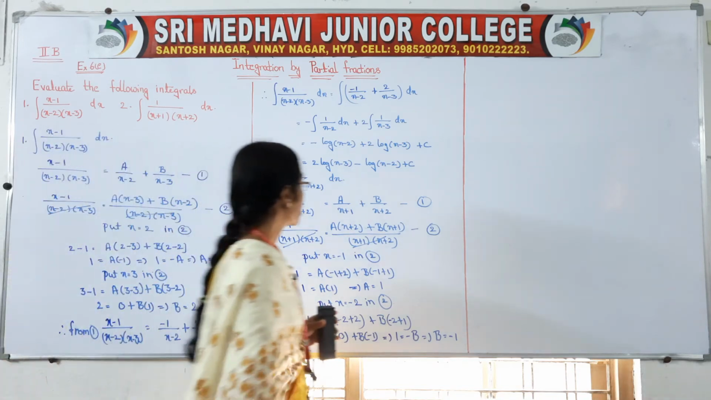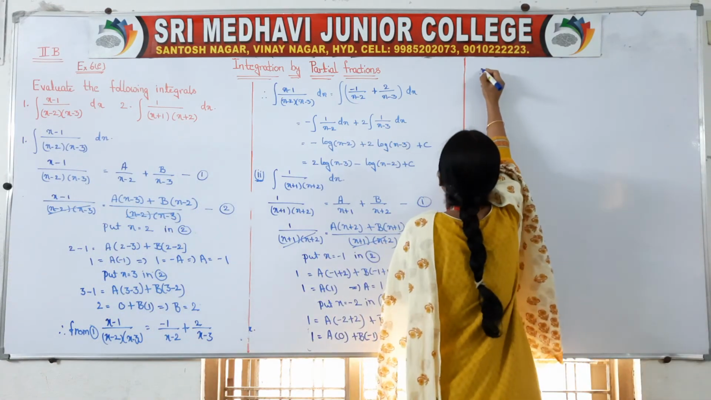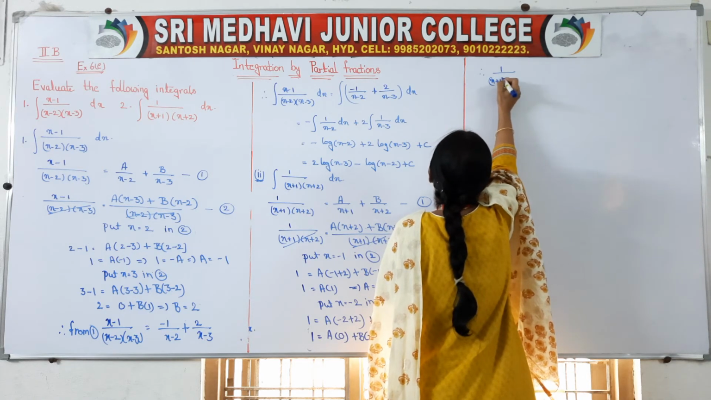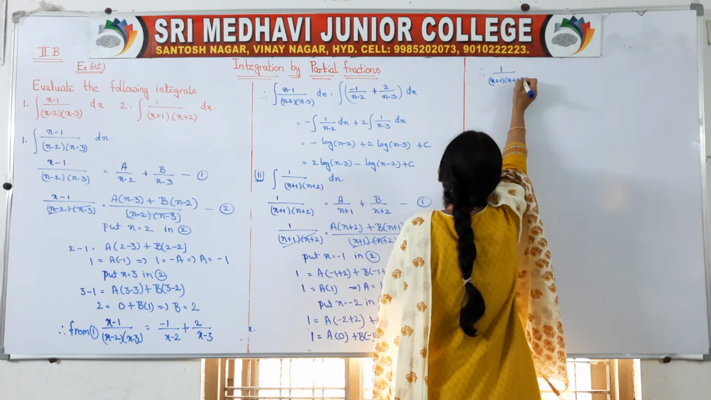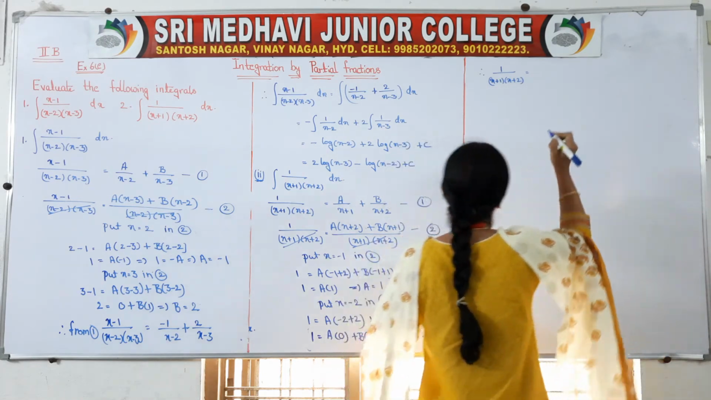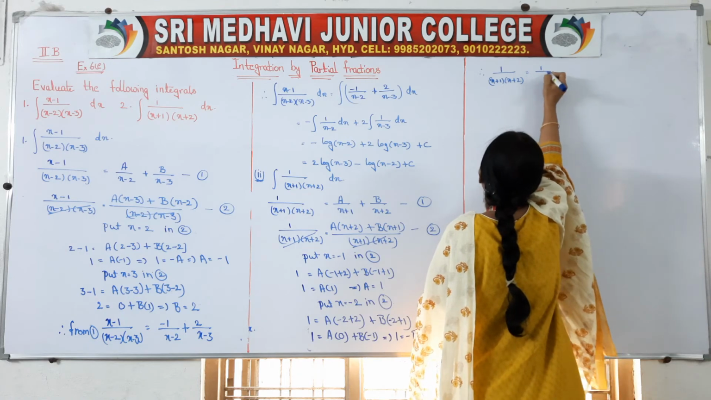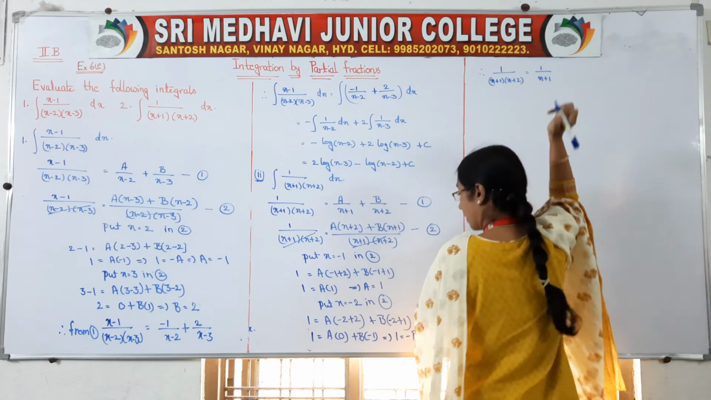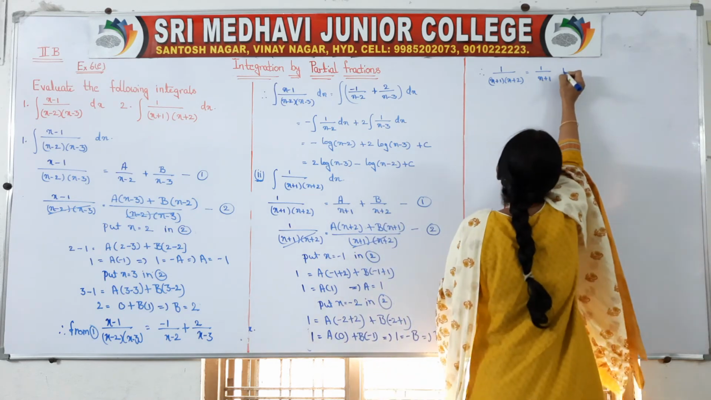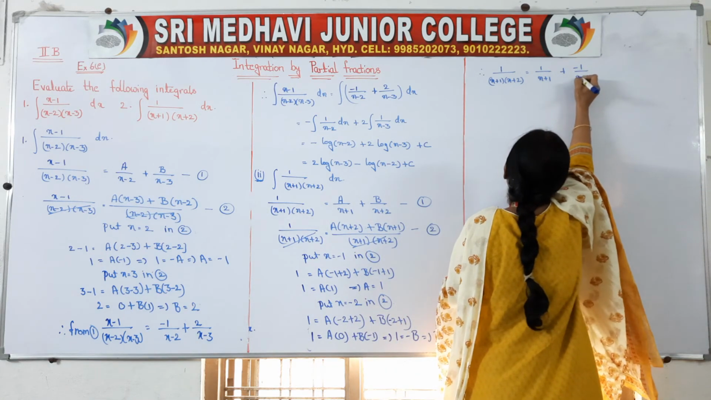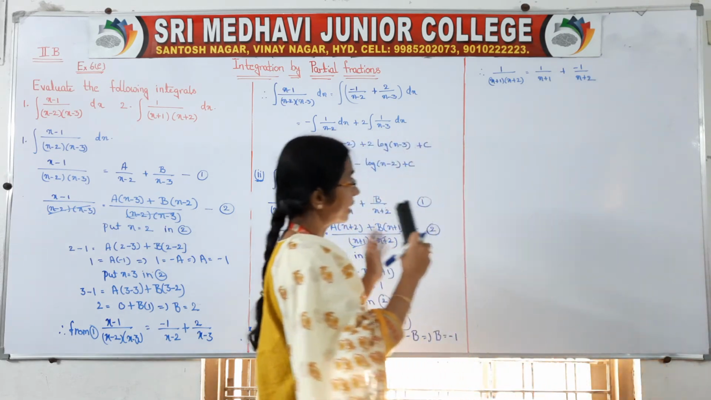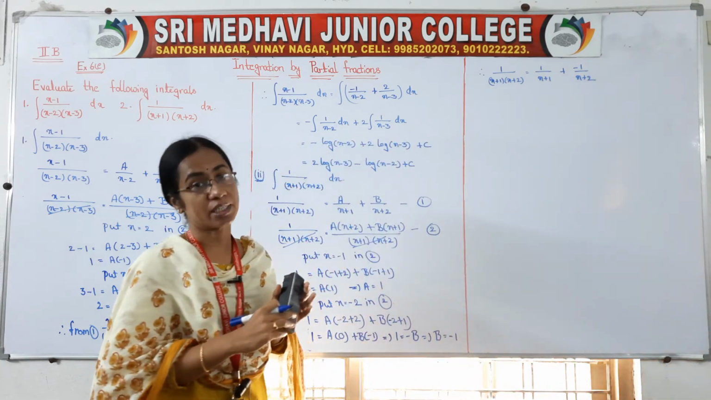Okay. So, therefore, 1 by (x plus 1)(x plus 2) is equal to A by x plus 1 plus B by x plus 2. What is your A value? It is 1, right? 1 by x plus 1. Next, B is your minus 1 by x plus 2. So this is called resolving the given fraction into partial fractions.